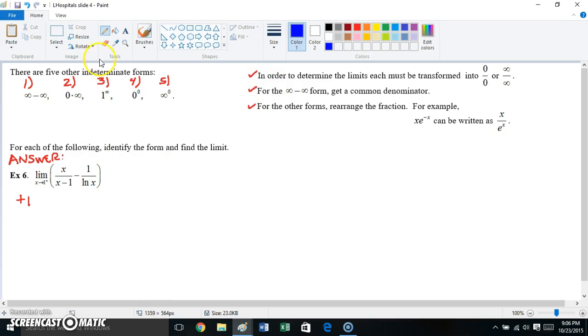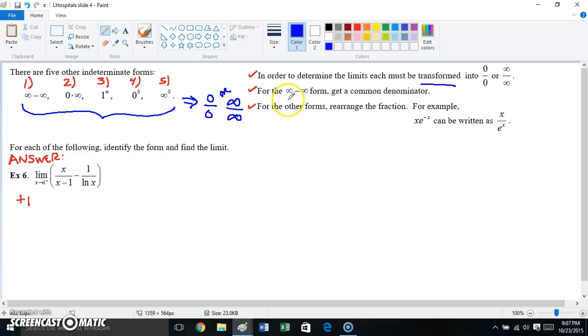All right, so there are 5 indeterminate forms: infinity minus infinity, 0 times infinity, 1 to the infinity, 0 to the 0, or infinity to the 0. And we can talk about why these are indeterminate when we meet again. But in order to determine the limits, each of these indeterminate forms must be transformed into a 0 over 0 or an infinity over infinity. So that's what I need to see in order to apply L'Hopital's rule.